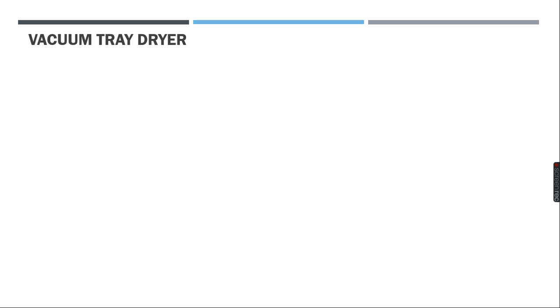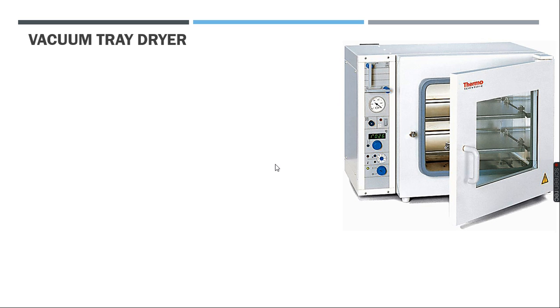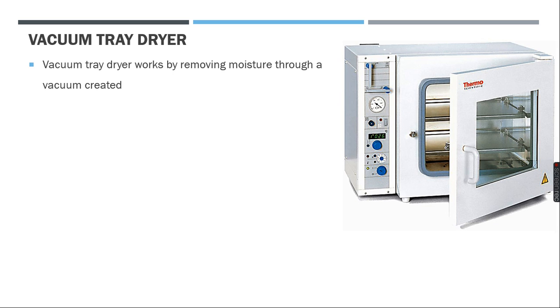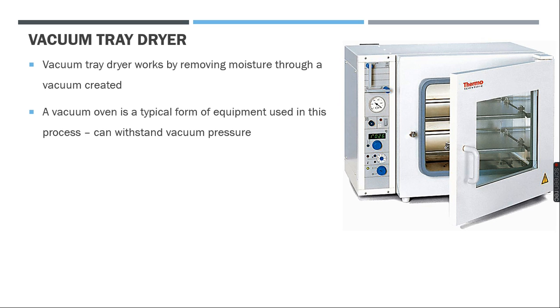Now we will be discussing different kinds of dryers. Primarily we are discussing the vacuum tray dryer here. We can show one figure from Thermo Scientific just for understanding. A vacuum tray dryer works by removing moisture through the vacuum it creates. So essentially vacuum is created at the end of a tray where you are keeping your sample, and at the end of the vacuum there is a condenser which will condense the water molecules, so the drying process continues.